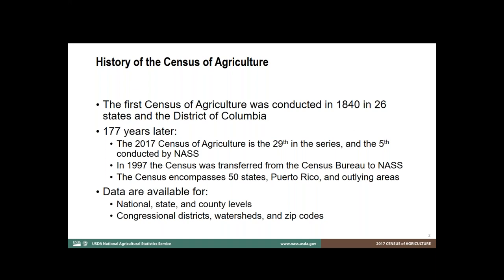In fact, the 2017 Census of Agriculture, the latest census, is the 29th in the series and the fifth census conducted by NAAF. We took over the authority to conduct the census from the Census Bureau in 1997, and we do a census every 5 years, which encompasses all 50 states, Puerto Rico, and outlying areas. Data is available at the national level, the state level, the county level. In addition, we publish data by congressional districts, watersheds, zip codes, and of interest to this group, for select American Indian reservations.